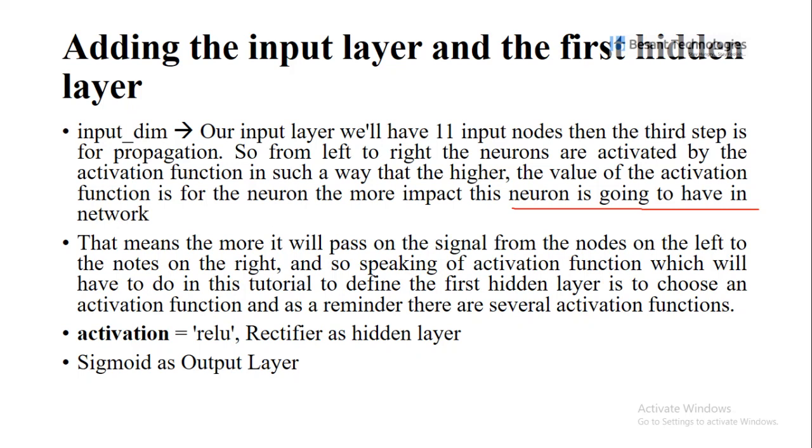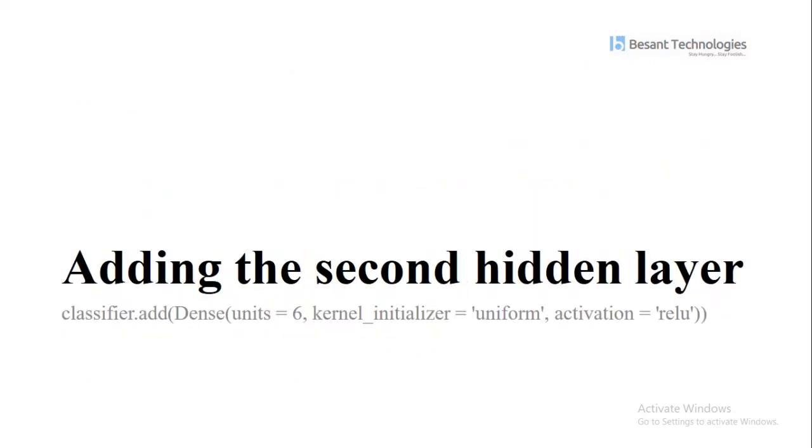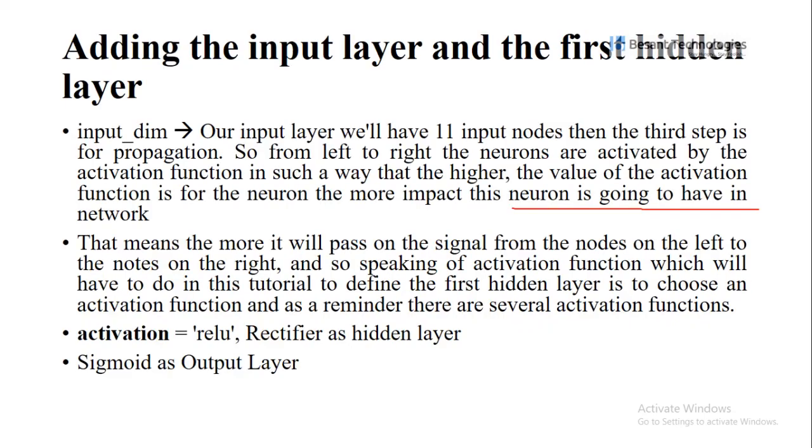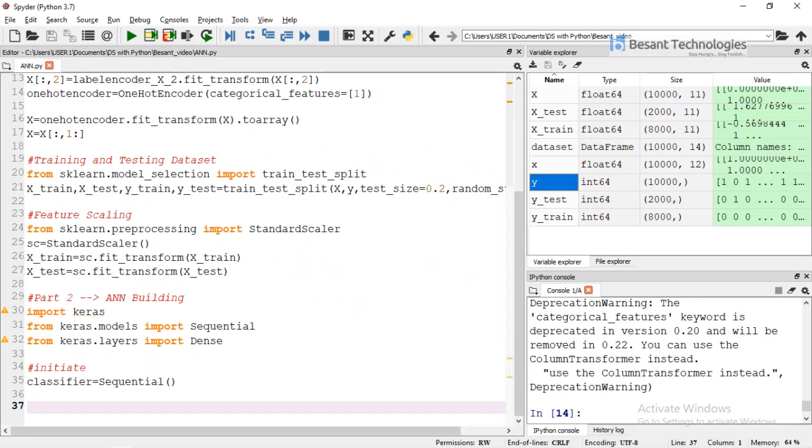So speaking of the activation function, we have to define the first hidden layer with the chosen activation function. We have chosen the rectifier activation function for our hidden layer and input layer. Then we are having a sigmoid as our output layer. So this is the first step, to add our input layer. Let's start to add our first input layer in our script.